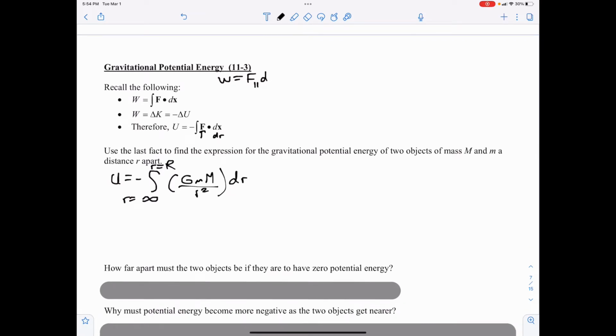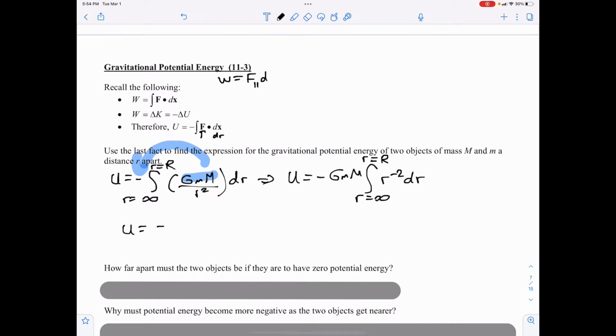Okay, so recall these are all constant, so let's bring them out front. So this becomes U is equal to the negative G little m big M integrated from r equals infinity, super far away, to r equals the surface of the planet at radius away. What you're left with is 1 over r squared, which is just r to the negative 2 dr. Integrate that, and we get U is equal to negative G little m big M times r to the negative 1.